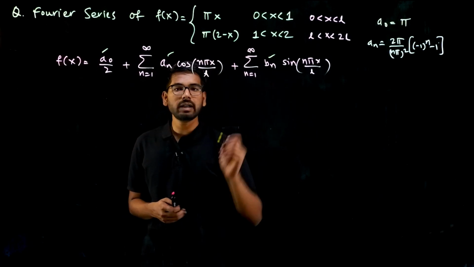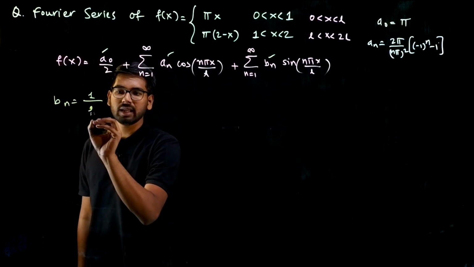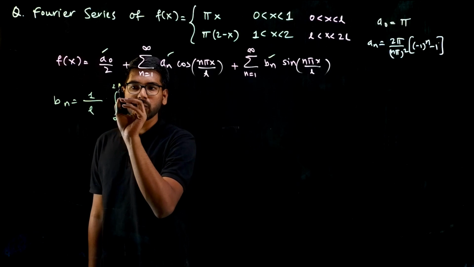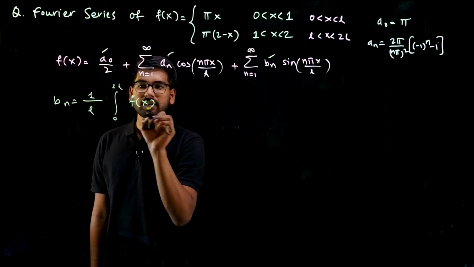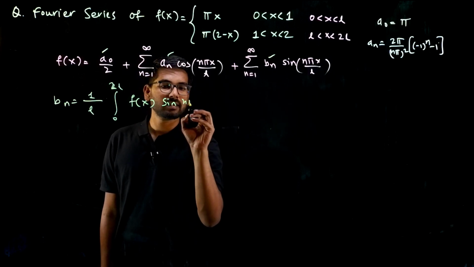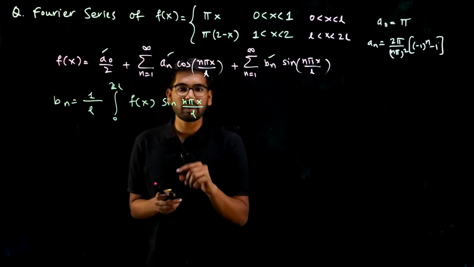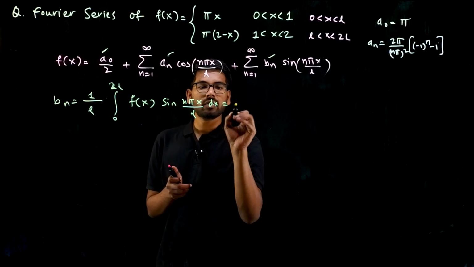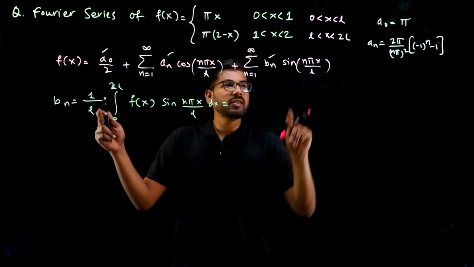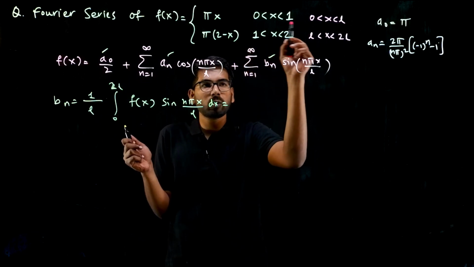So next we need to find bn. So bn is again 1 by L integration from 0 to 2L f of x sin n pi x by L. We know L is 1, so this is sin n pi x with respect to dx. This is what we get. 1 by L means 1 by 1, that is 1. The integration from 0 to 2L is split into 2 intervals, from 0 to 1 and 1 to 2.